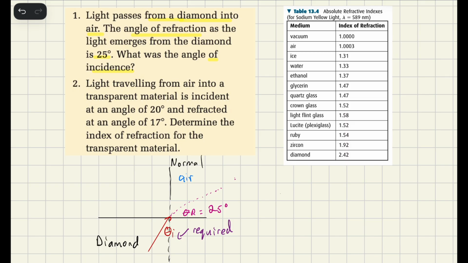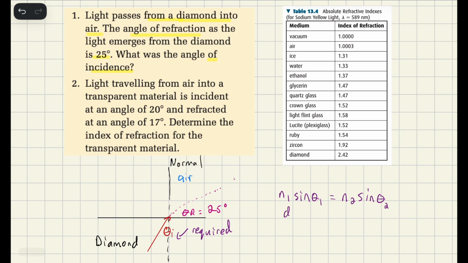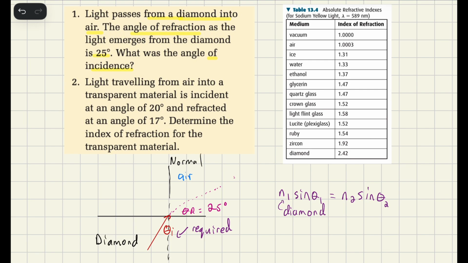Now, what we want is the angle of incidence, right? So that's the angle that the original ray shot through the diamond. So we're going to use Snell's law formula here, and we're going to isolate for theta 1. And so remember that n1 sine theta 1 is for diamond, and then the second portion is for air.